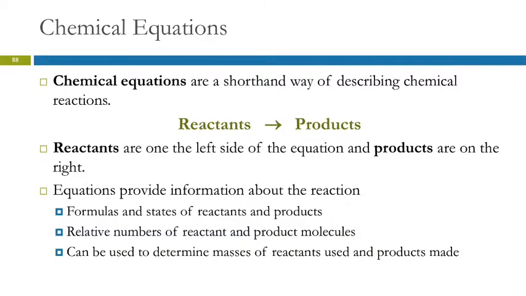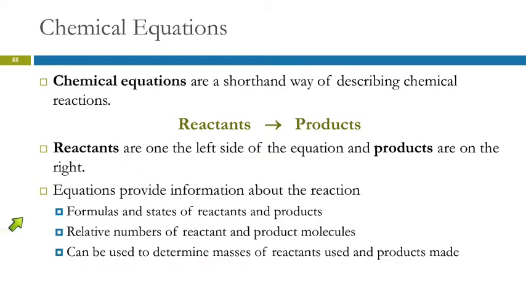We use chemical equations as a shorthand method of representing chemical reactions. And the general form is that we have the reactants on the left side and an arrow pointing to the right where the products are. The reactants react to produce the products.